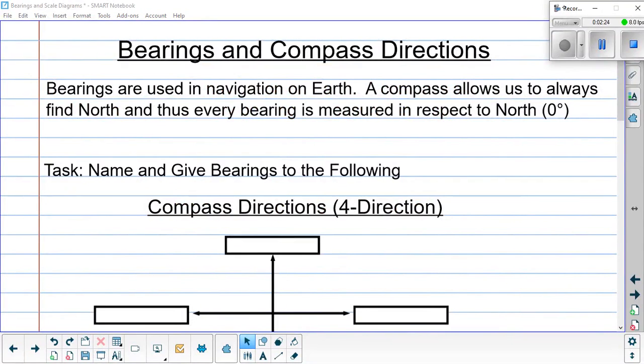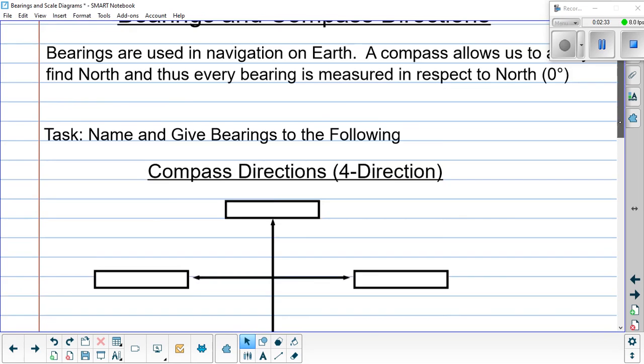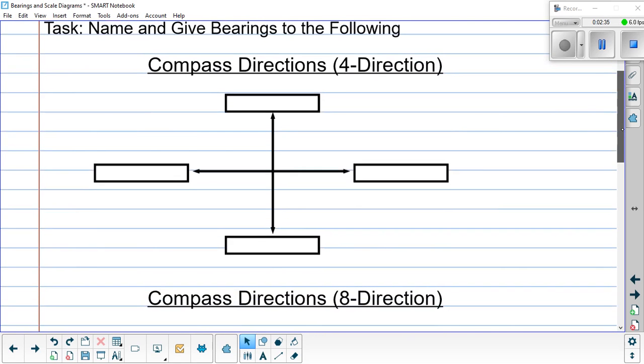So our task is to name and give bearings to the following. I'm going to want you to pause at each section, give it a go, and then I'm going to go through the answers. So first thing are 4 directions, right? What are the 4 directions listed, and what bearings would they give? Okay? So this first one, give it a go. Try and even get the 4 directions, and then you'll see what the bearings are going to start to look like. So when you start doing the 8 direction, 16 direction, you'll be able to take more of a guess.